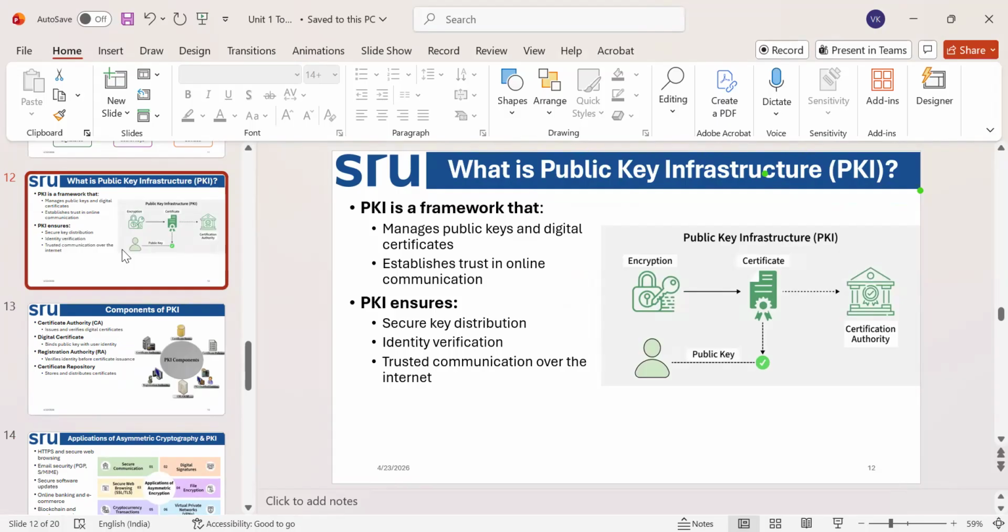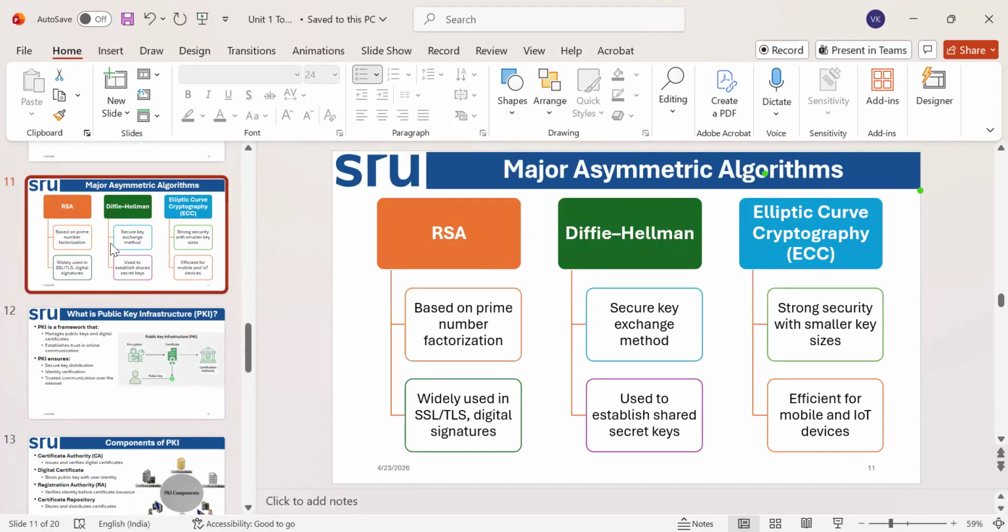That's what public key infrastructure is: managing public keys and digital certificates, and establishing trust in online communication. PKI answers secure key distribution and verification, trusted communication over the internet. Okay, that needs to be verified by the public key infrastructure. The major asymmetric algorithm is RSA, Rivest, Shamir, and Adleman. Okay, we understood about that.